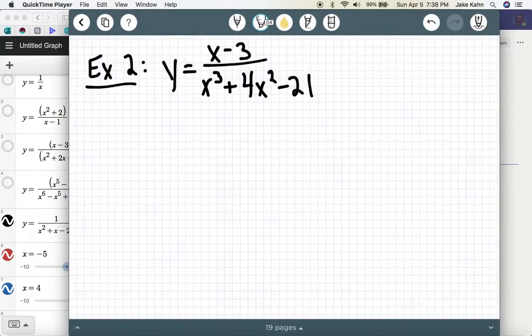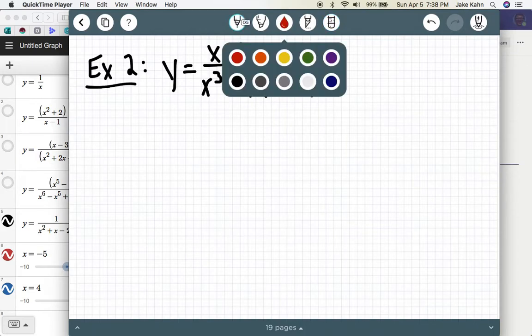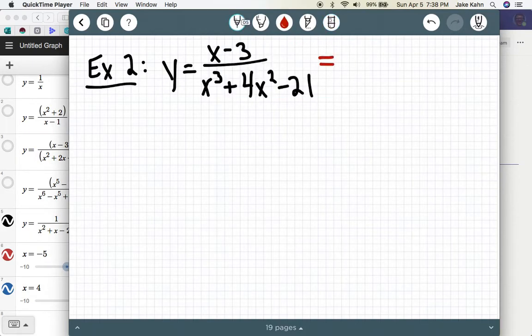All right. This problem we are asked to do the same thing. Step number 1, what do we got to do? You got to do it every time if you can: factor the top and bottom. Factor the top, we can't. So we keep it as x minus 3. Factor the bottom, though, we definitely can.